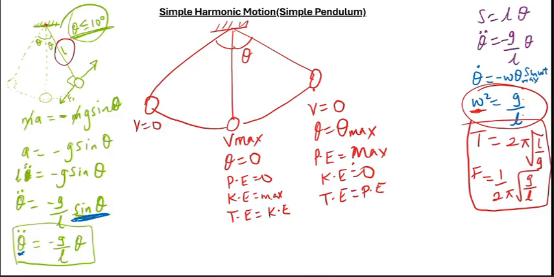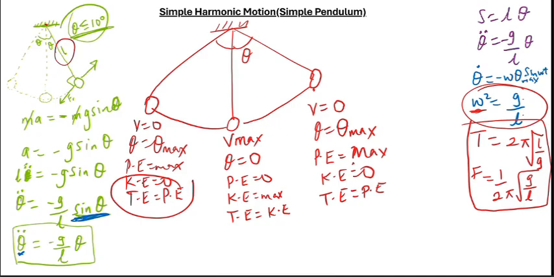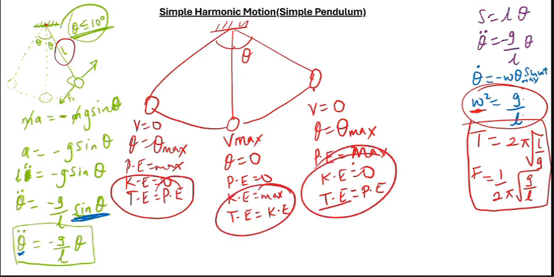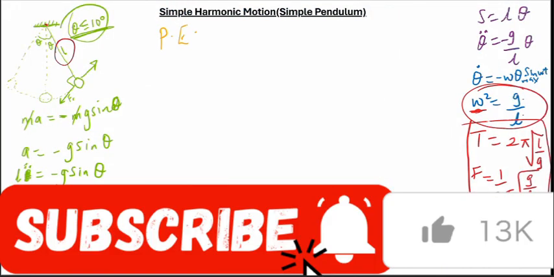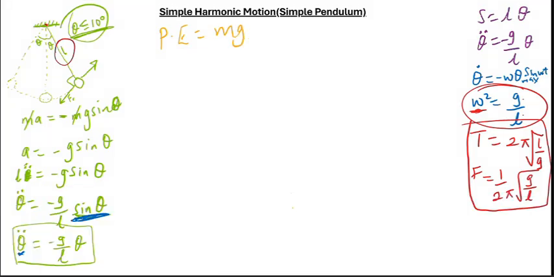And here, our theta also is maximum, and our potential energy also is maximum here. Our kinetic energy is 0, and our total energy is equal to our potential energy. We are going to use this logic when we are deriving for total energy. Now let's first talk about our potential energy. Potential energy is mgh in this case because gravity is acting upon it.